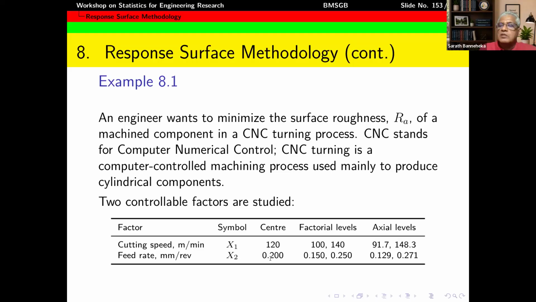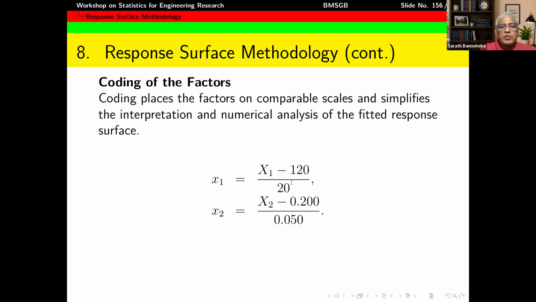The center is this, right? So take away the center and divide by half the range. So here the range is 40. Therefore, we divide by 20, right? So take the mean away, the middle value between the minimum and the maximum, not necessarily the mean, the middle value, and divide by the half range. Here also the same. That's how they are usually coded in this case.